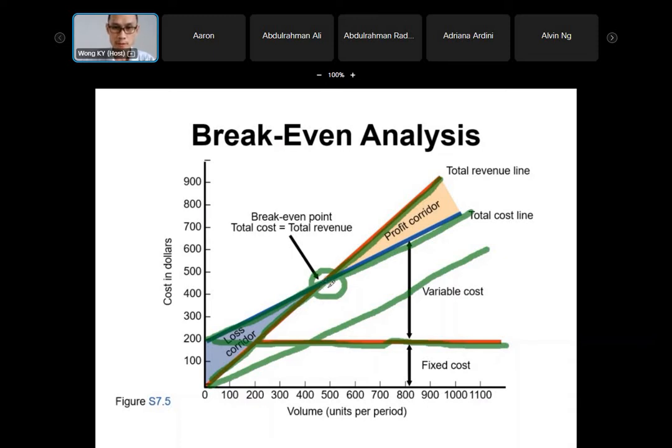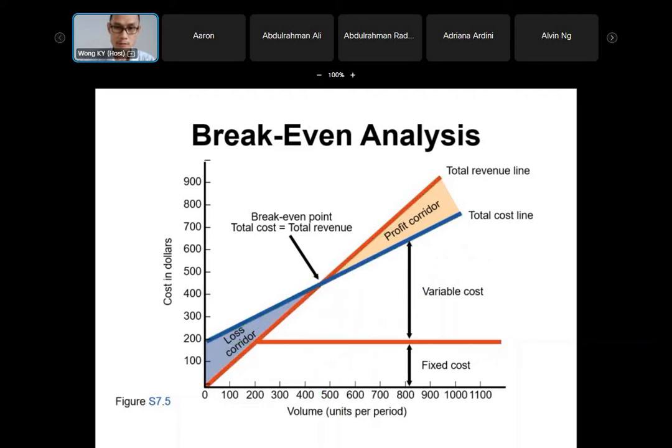So at this point, if you project it down, we will get the break-even point in terms of production quantities. So here we know this is the production quantity that we have to produce in order to break even. And from there, a production manager can plan their capacity.